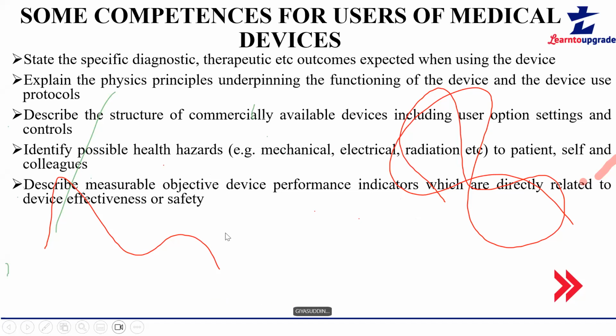Then also you need to describe the measurable objective device performance indicators which are directly related to the device effectiveness and safety. Means not only the processing or the functioning of the instrument, but also you need to know about the different precautions, the different safety measures that you need to follow.